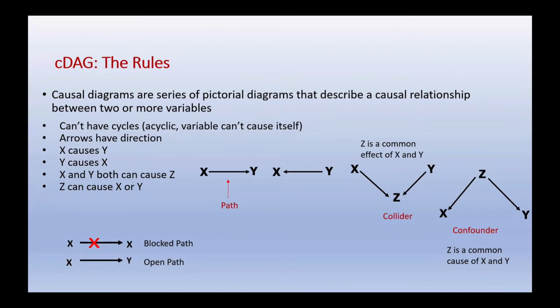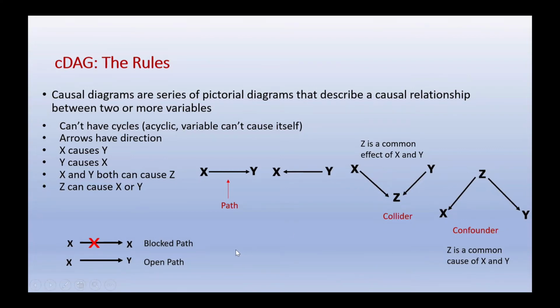We also have other structures that are important to cover today. So a variable that is a common effect of two other variables, we call that a collider. So z is a common effect of x and y. And a confounder, the main structure of a confounder, is a common cause. So z is a common cause of x and y, and z here is a confounder.